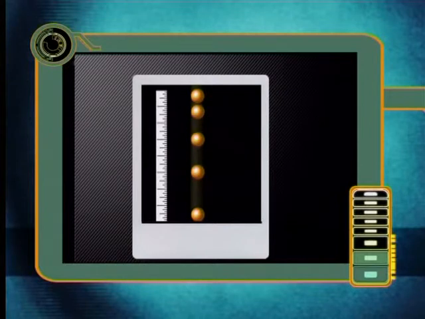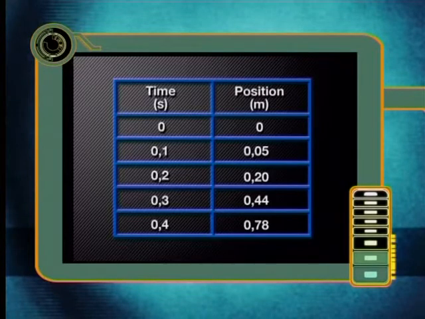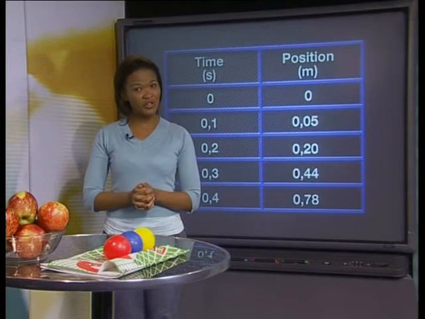Now, here's today's task. A group of learners used a special multiple exposure photograph to collect data about the way this ball falls on Earth. The photograph shows the position of a ball at 0.1 second time intervals during its fall. Use this table of values to find the acceleration due to gravity. Remember, you can do calculations or draw a graph to answer this task, but you must be prepared to communicate your results and conclusions to others.